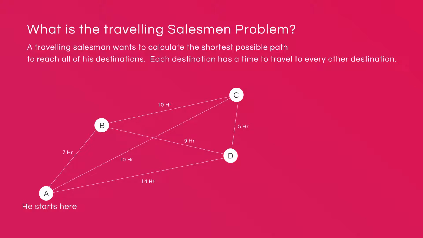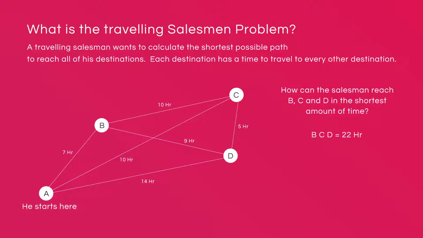In this example here, starting at point A, how can the salesman reach B, C, and D in the shortest amount of time? Well, if he goes from B, C to D, that's 22 hours. If he goes from D, C to B, that's 29 hours. If he goes from C, B to D, that's also 29 hours. And if he goes from D, B to C, that's 33 hours. And if he goes from B, D to C, that's 21 hours. So that would be the shortest.